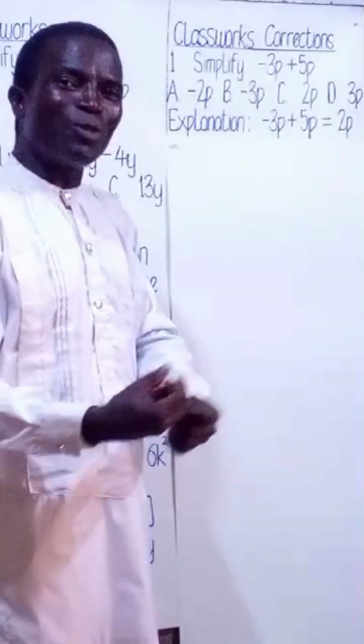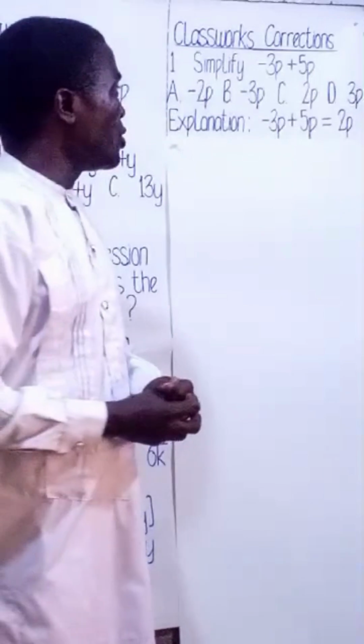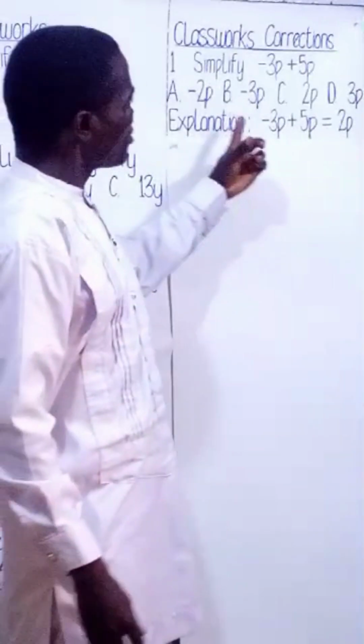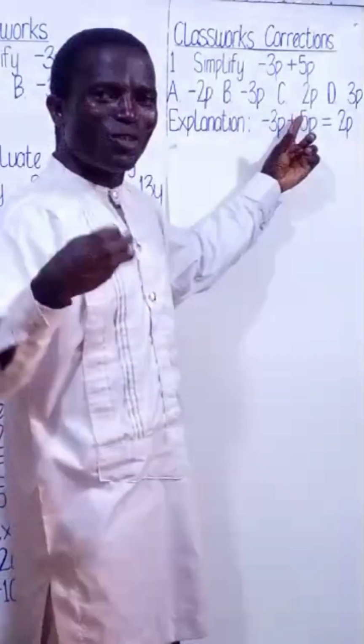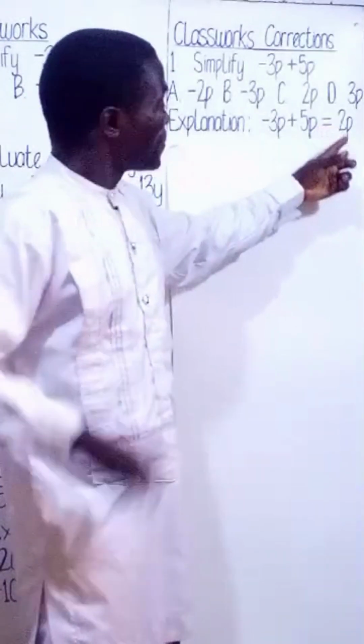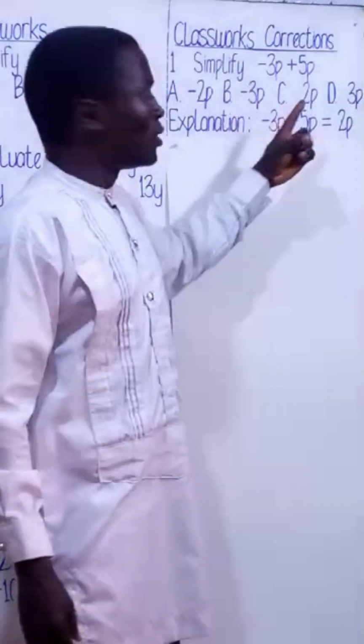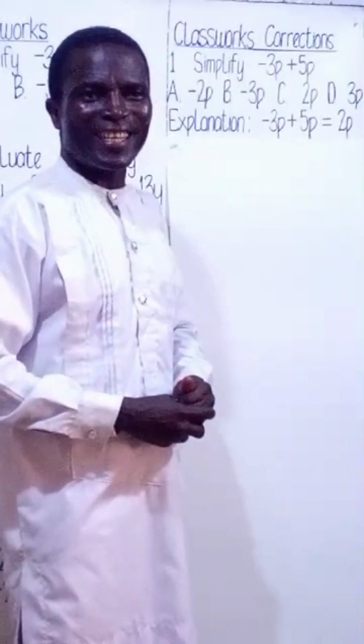So, you bring that money out, you count 3, hand it over to the person you are owing. And so, the amount of money that belongs to you, that is left with you, is going to be plus 2p. And so the correct option is option C.